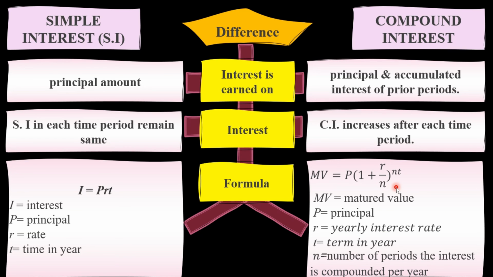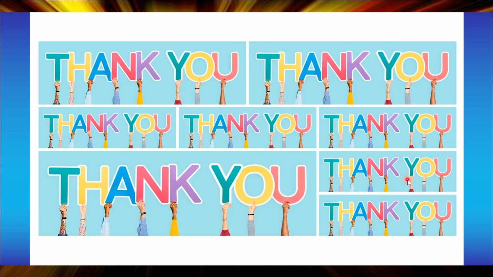Now let's look at the difference between simple interest and compound interest. For simple interest, the interest is earned on the principal amount only, but compound interest is earned on the principal and the accumulated interest of prior periods. For simple interest, the interest in each time period remains the same. For compound interest, it increases after each time period. For the formula, simple interest equals PRT, and compound interest, MV equals P in the bracket 1 plus R over N, close the bracket, then power NT. That's all for compound interest and simple interest. Thank you for watching.